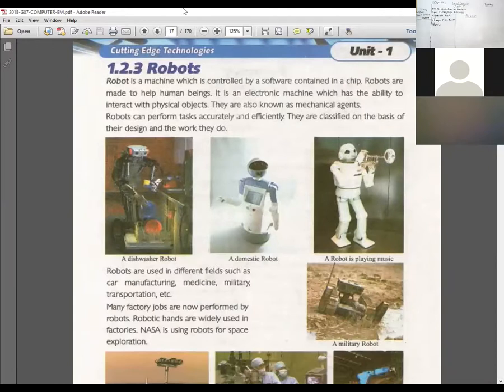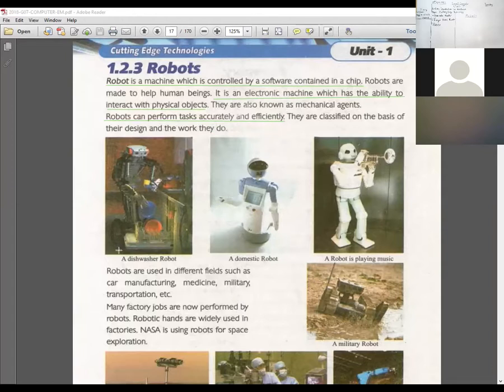Robots. So first of all, you have to write the question. What is a robot? A robot is a machine which is controlled by software contained in a chip. Okay. And it is an electronic machine which has the ability to interact with physical objects. Robots can perform tasks accurately and efficiently.